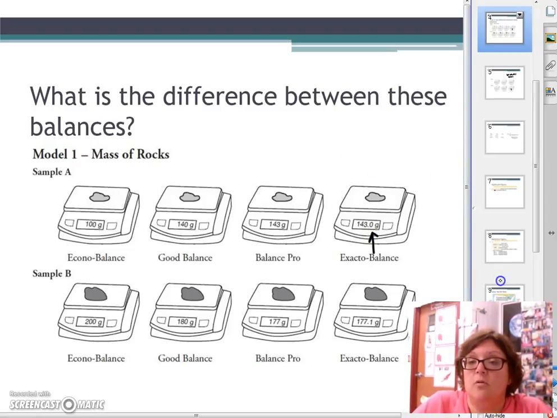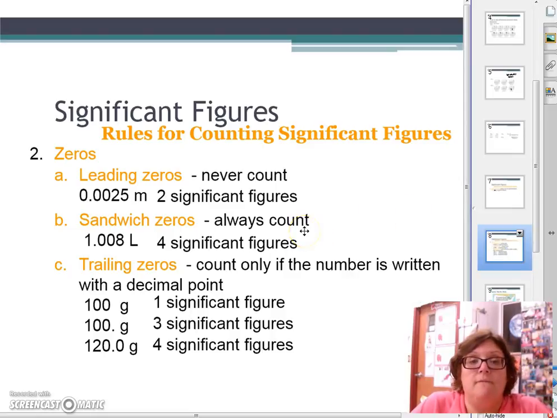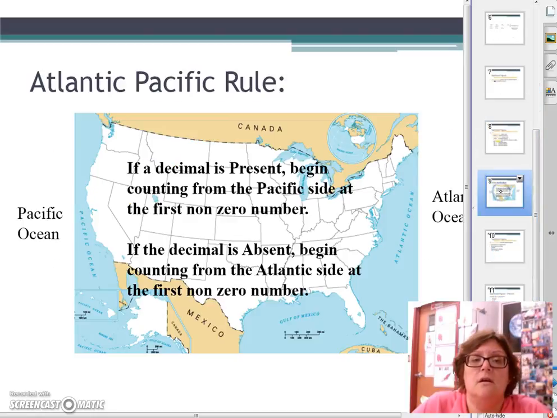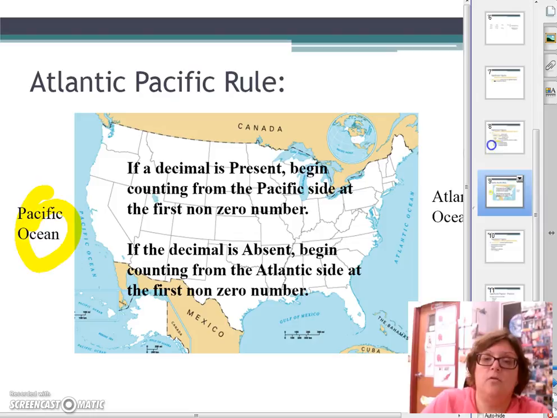So how does that work? Okay? If you have leading zeros, they don't count. Sandwich zeros in the middle always count. Trailing zeros count with a decimal point. But there's an easier way to remember this. You just have to know your directions. The Atlantic-Pacific rule. Here's the Pacific Ocean over here. Hopefully you all know that. Here's the Atlantic Ocean over here. Okay? This is what you do.